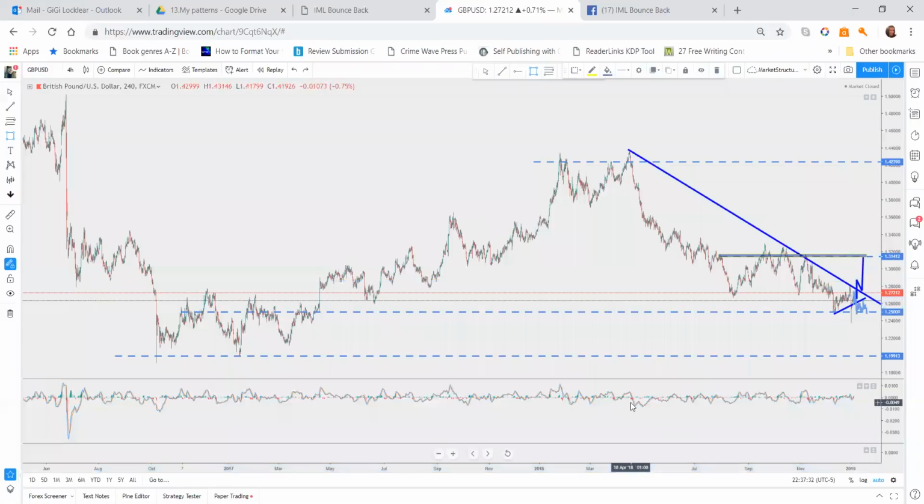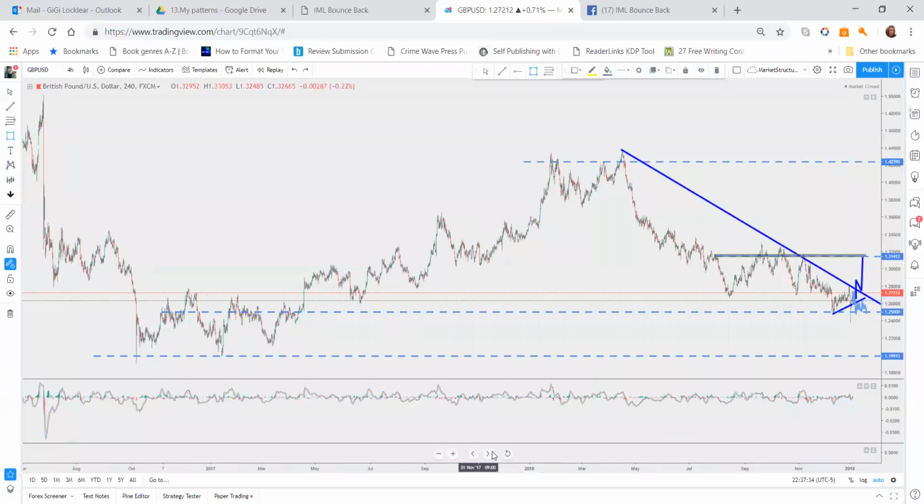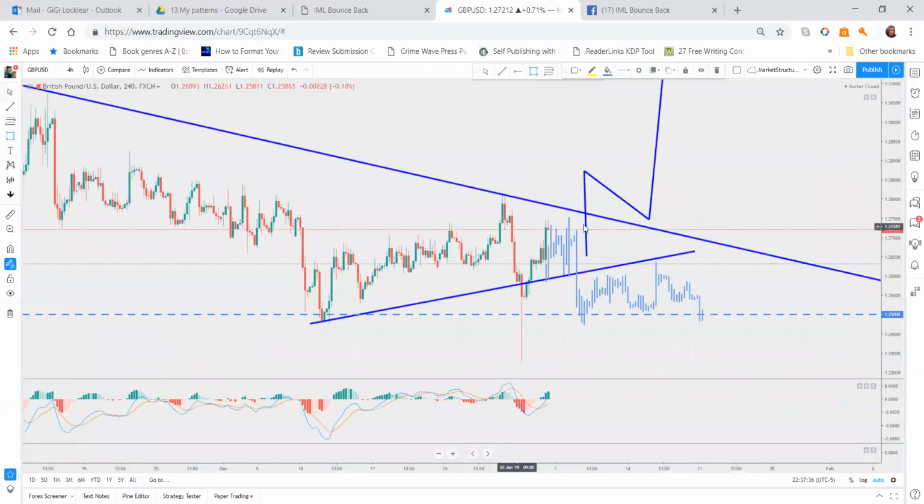But still, you have a setup either way here. You're either going to wait for the flag to form and continue selling, or impulse correction and then buy it to the upside. All right, anybody else got any questions?